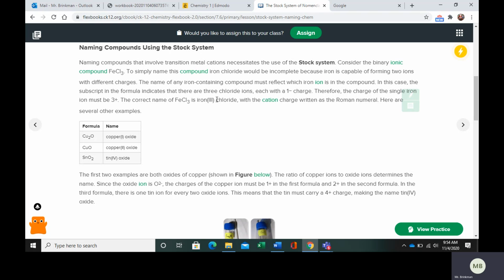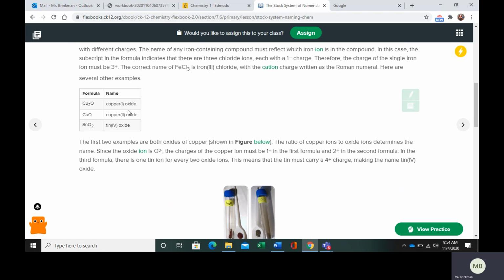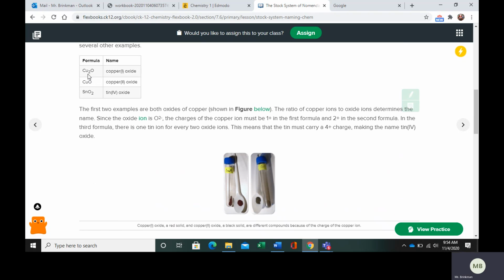All right, the charge is going to be in parentheses, and it is going to be written as a Roman numeral. So we have a few examples here. So for Cu2O, that's copper 1 oxide, CuO, copper 2 oxide, SnO2, tin 4 oxide.